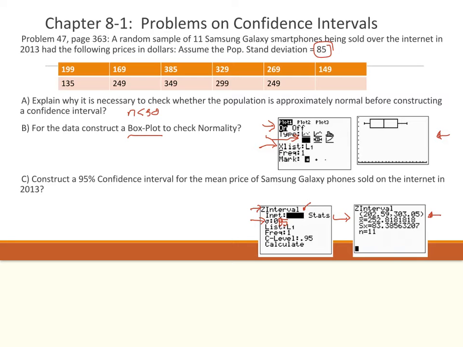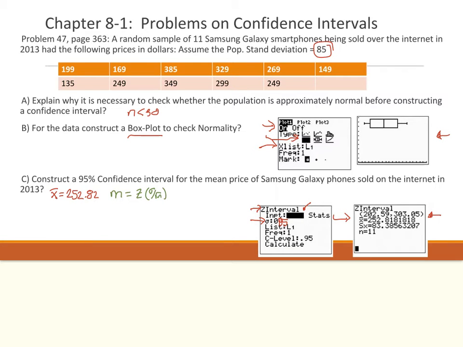If we're doing this by hand, the first step is to find the point estimate. Well, in this case, the point estimate is equal to $252.82. And the next step is to find my margin of error, which I'm going to call M. So M in this case is equal to Z times sigma divided by the square root of n.